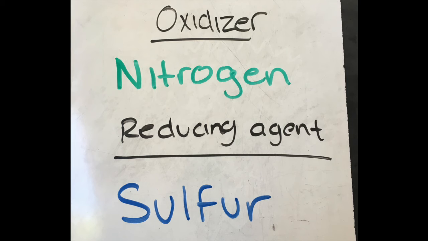Our oxidizer, nitrogen, will produce the oxygen needed to burn the mixture inside of the firework. The reducing agent, or fuel, sulfur, will burn the oxygen to get the energy needed to initiate the reaction.